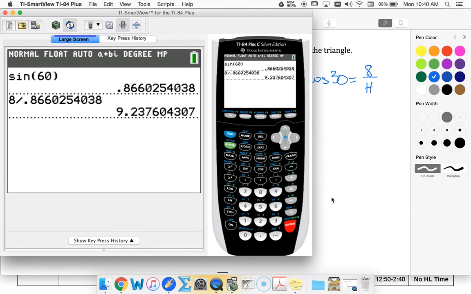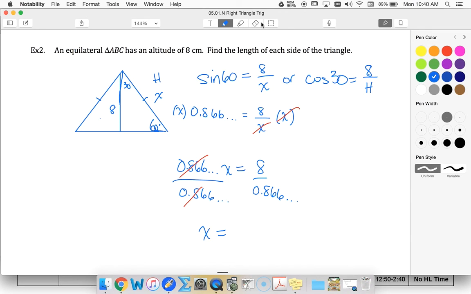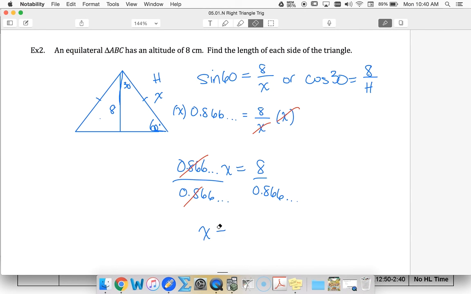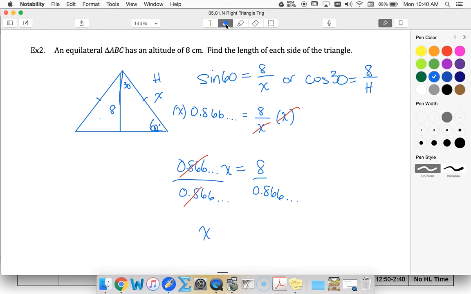about 9.24. So I shouldn't say equal because it's not exact. It's a rounded answer, so it's about 9.24 centimeters. If I had solved using cosine, I would have gotten the same answer.